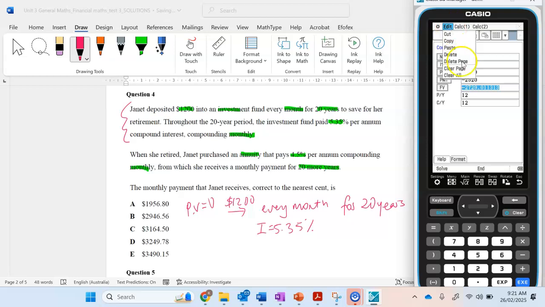All right, so we'll clear what we've got there. So 20 times 12 is how many months? Interest rate is 5.35. Your principal value, okay, so it's an investment, and so she's going to start off with 0, and she's going to put in 1,200 every month. So it's going to be negative because it goes in. The future value is what we're calculating, and then it's 12 and 12.